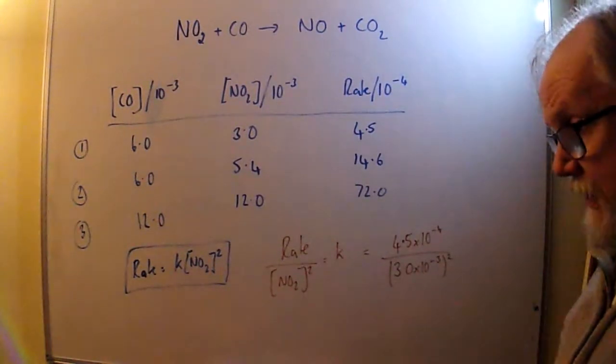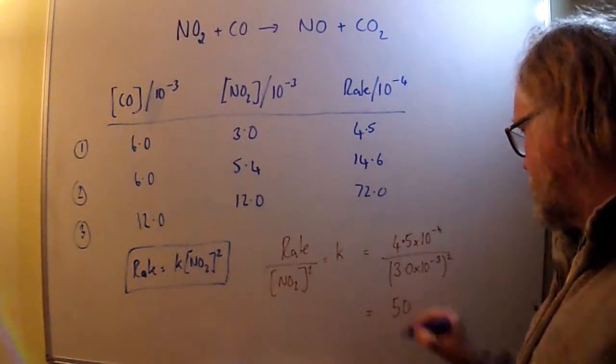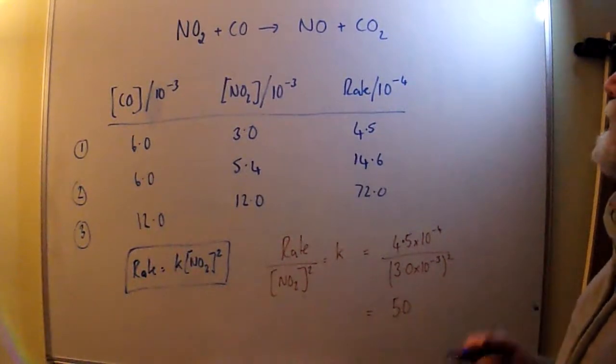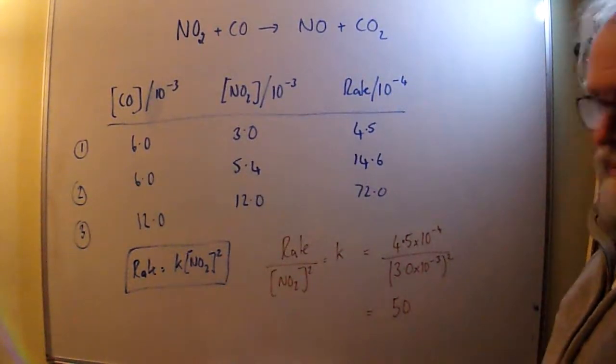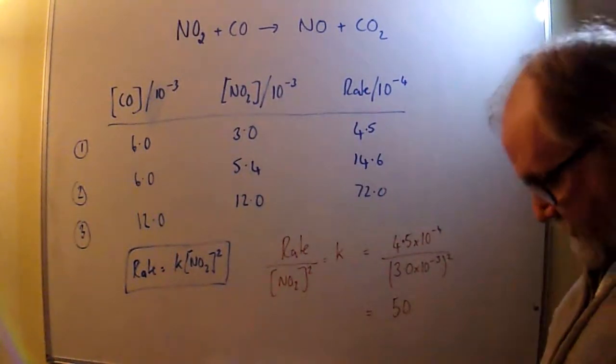Okay, because it's NO2 squared, and if you work that out, it comes out to be 50. So numerically that's the answer, but it needs a unit. With rate constants, the best thing to do is learn the recipe rather than have to work them out.